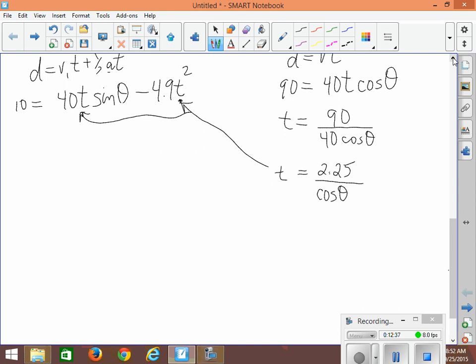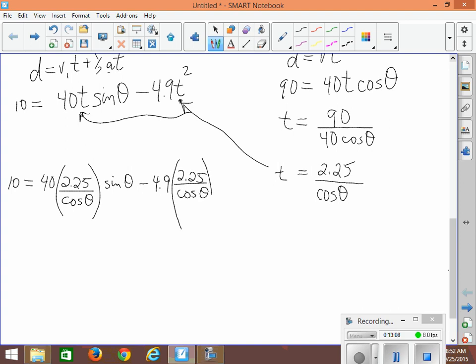After the substitution, this equation is going to get a little bit hairy. 10 equals 40 multiplied by 2.25 divided by cos theta. There's my substitution, and I still have to multiply by sine theta. And then I have 4.9, and then I have to substitute it again, 2.25 over cos theta, and I have to square it.